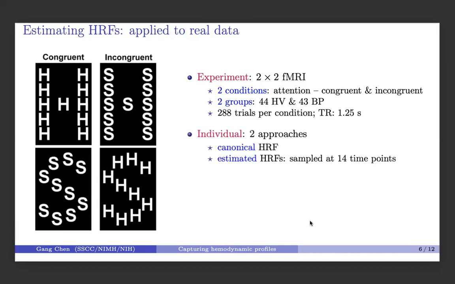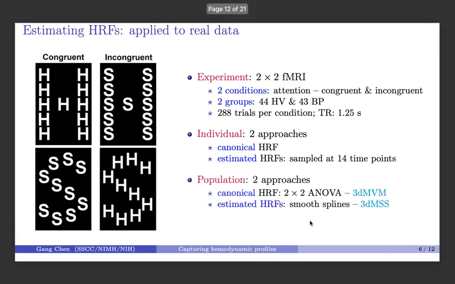At the individual level, we adopted 2 approaches. First, the conventional canonical HRF. For each condition, we use one fixed-shape regressor to estimate the hemodynamic response. So with 2 conditions, we end up with 2 beta values per individual. In the second approach, we estimate the hemodynamic response with 14 basis functions, in this case linear splines. So each condition will end up with 14 sampled data points. That's the individual level.